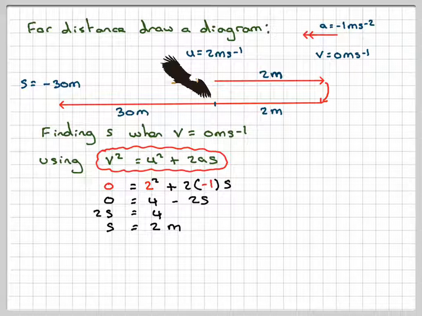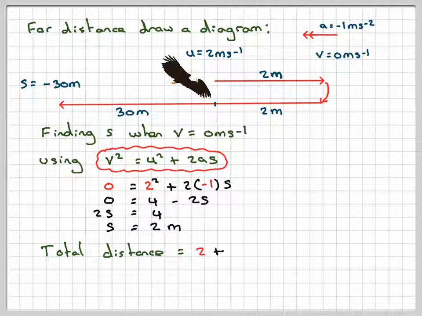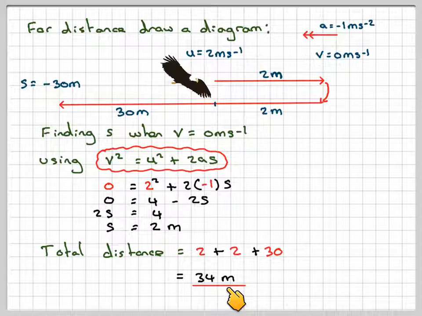And then this is 30 meters. Right, what is the total distance travelled? Well, that's going to be 2 plus 2 plus 30. So the total distance travelled is 2 plus 2 plus 30, which is 34 meters.